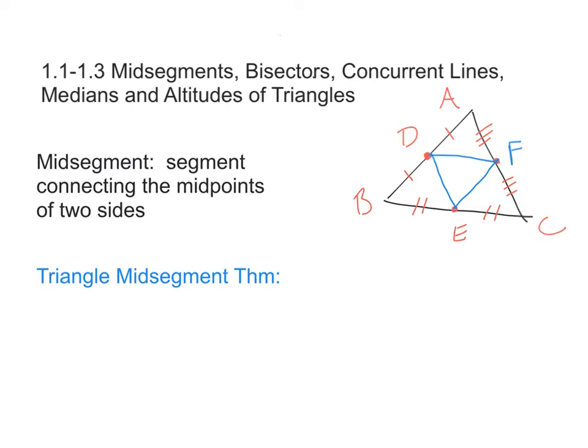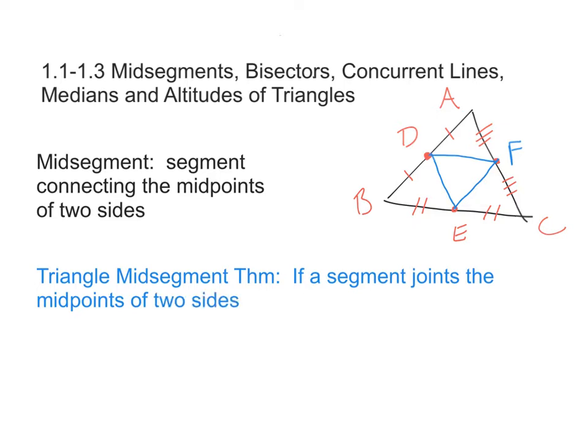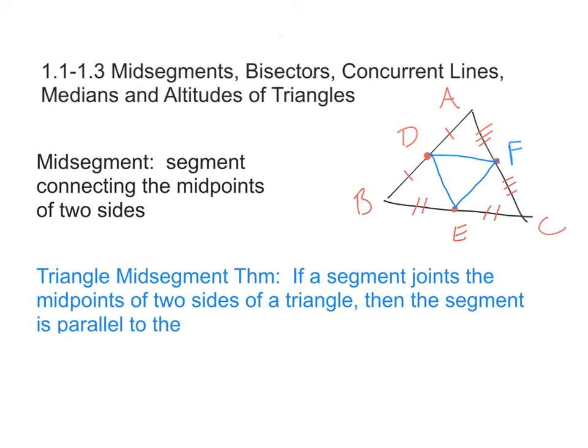What it says is basically if a segment joins the midpoints of two sides, the segment is parallel to the third side and half its length. Let me write that down. If a segment joins the midpoints of two sides, so that means if it's a midsegment of a triangle, then the segment is parallel to the third side and is half the length. That seems fairly simple.